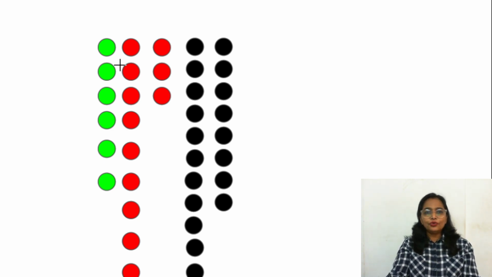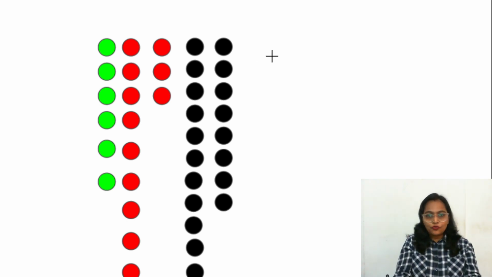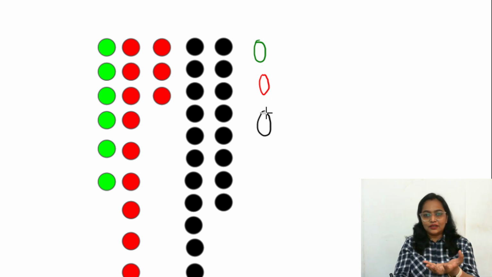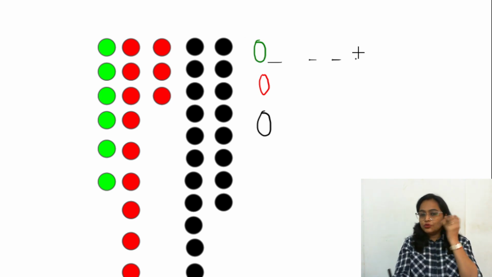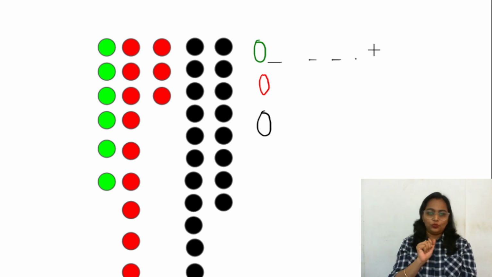Now, what you have to do is you have to arrange these balloons into lines, right? That means one line of green color, one line of red color, and one of black color. There can be multiple red balloon lines, multiple black balloon lines, or multiple green balloon lines, but in each line the color of the balloon should be the same, right? Now the condition is that each line should contain the same number of balloons, right?